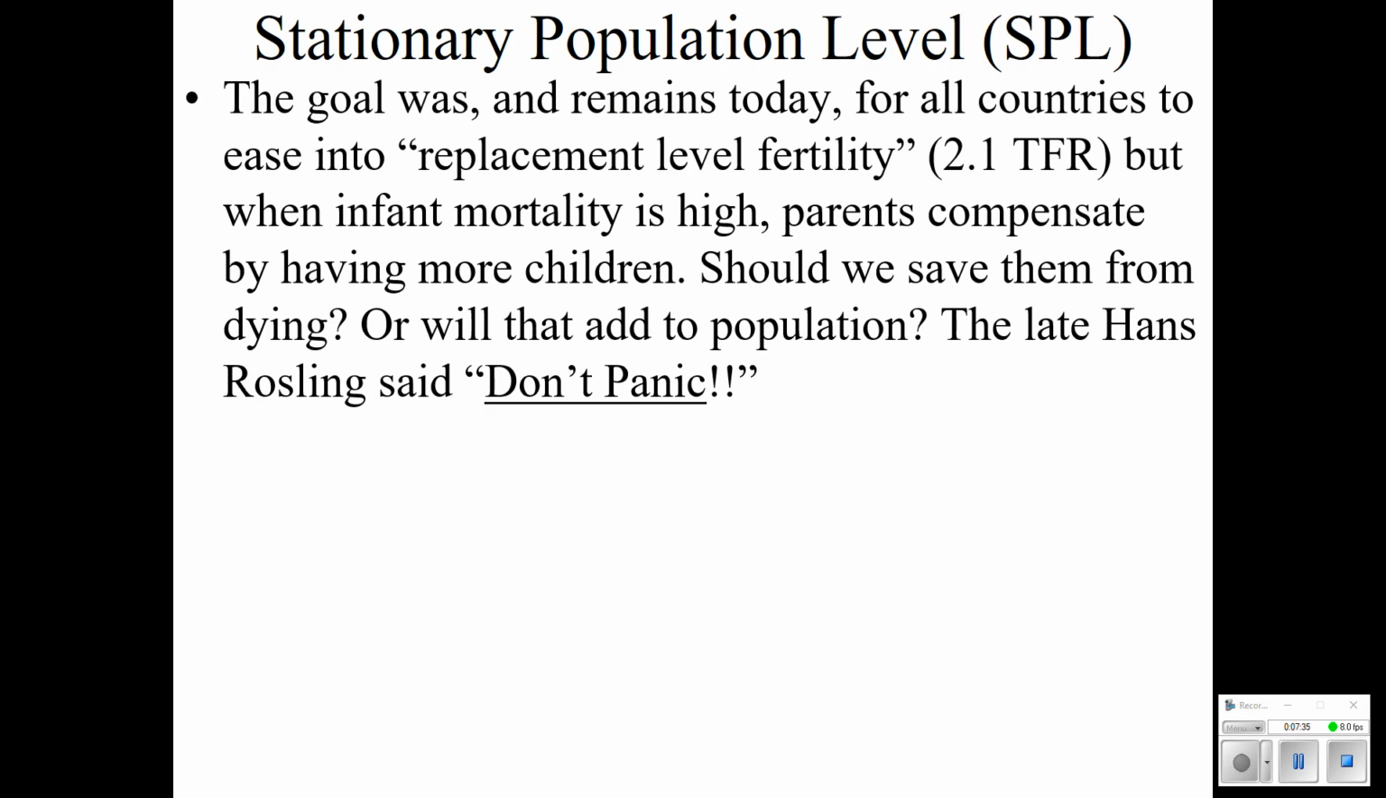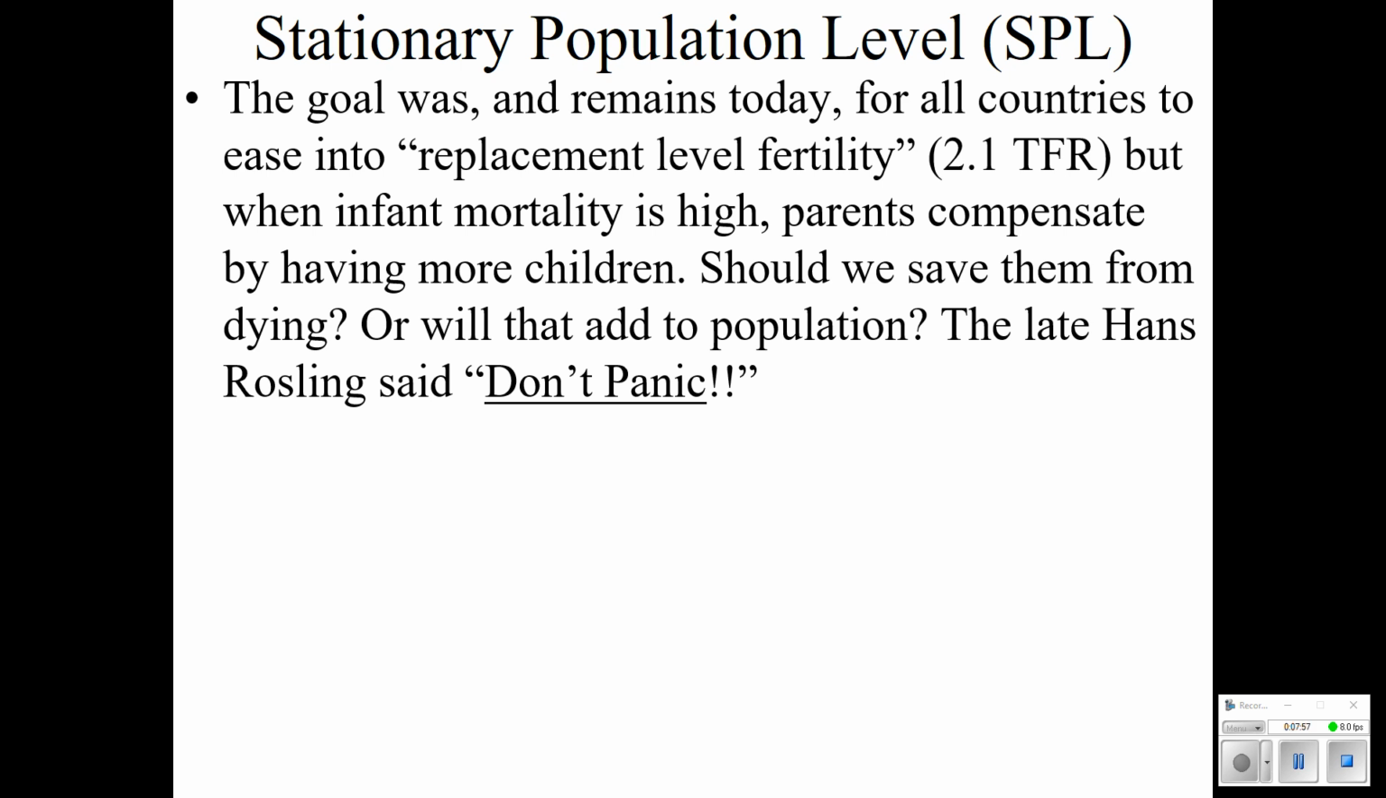So again, this elusive stationary population level, this idea that we would get to replacement level fertility, that moms and dads would effectively only replace themselves. Historically, we had 4 or 5 children families, and a lot of kids died. Today, we see a lot of 2 children families, and babies aren't dying nearly as often.